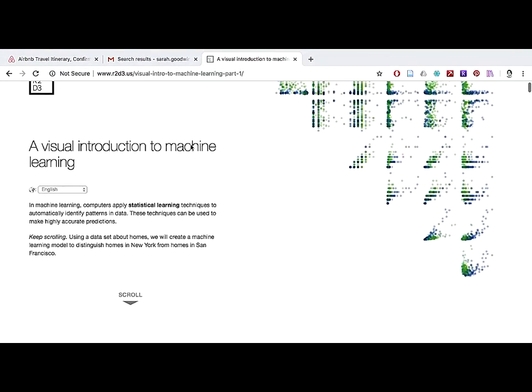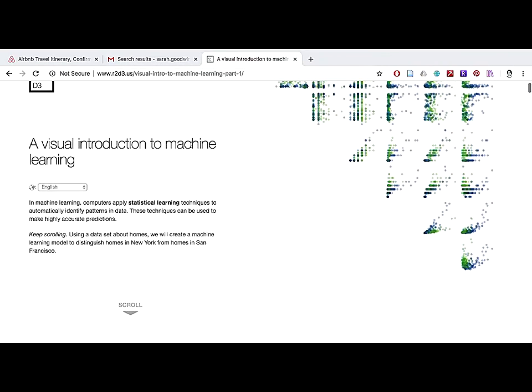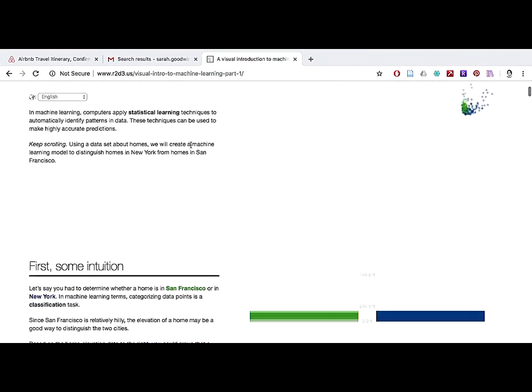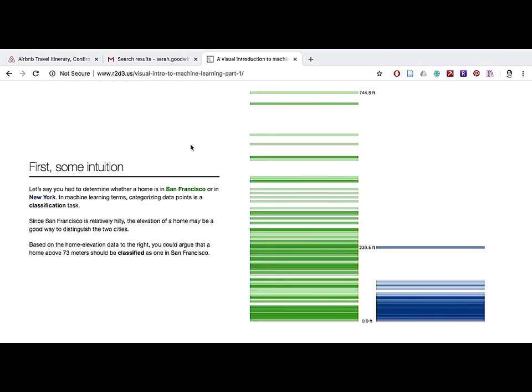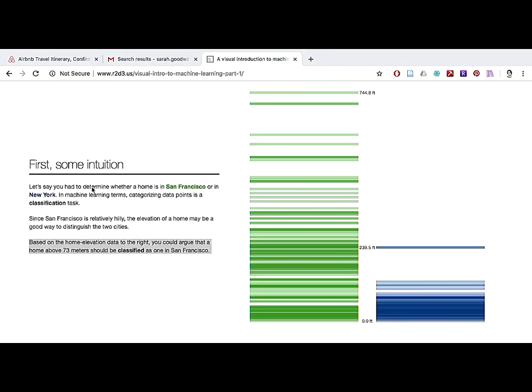I can put the link up, but it goes on for quite a while. It explains, I have these different data sets. This is two different home elevation data sets, whether a home is in San Francisco or in New York. So it's looking at whether that home is in San Francisco or not, and it's talking about elevation, and can the computer learn about this and put them in the right places?